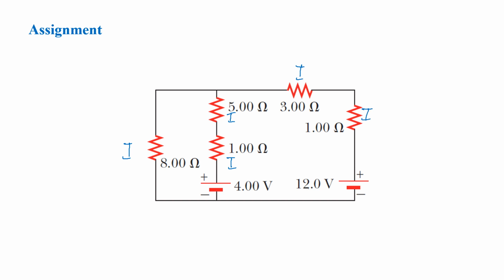And as you can see, there is no current direction given. So in this example, you can have your own directions of your currents. Anyways, if you are getting a negative answer, then that means that your current direction is different from what should be the direction of your current.